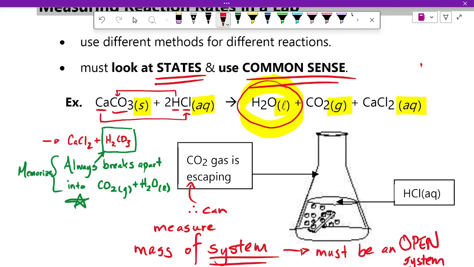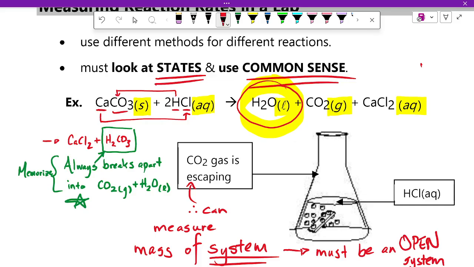Now, gases are always beautiful. Okay, love that. What else could we measure about the gas? We can measure the pressure of the gas. We can measure the volume of the gas. Would pressure be increasing or decreasing?